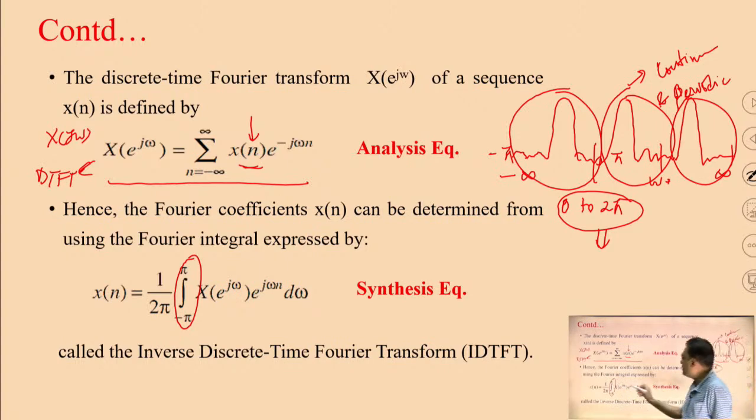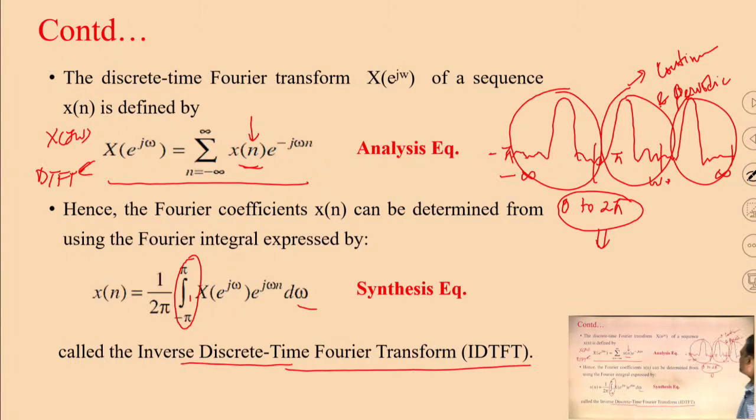Because this is continuous, we put here an integration sign with limits minus pi to pi, of X(e^{jω}) e^{jωn} dω, and x[n] becomes 1 upon 2 pi times that. So this is basically the discrete time Fourier transform and the inverse discrete time Fourier transform.